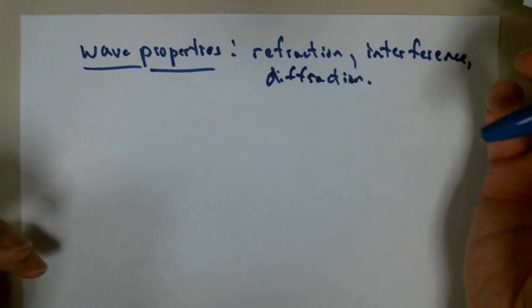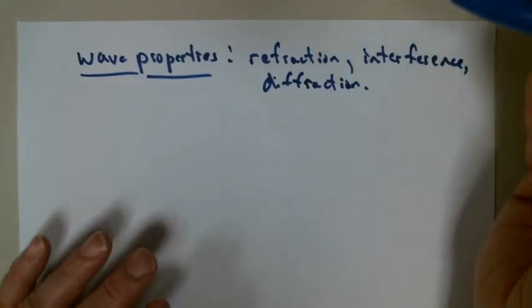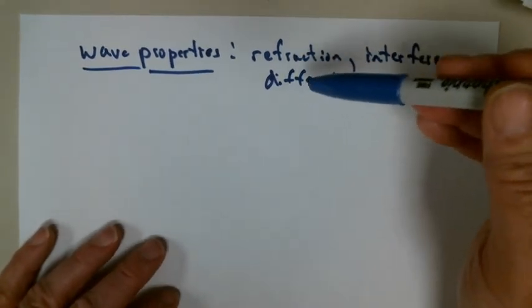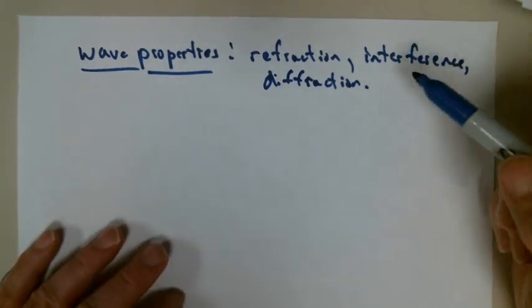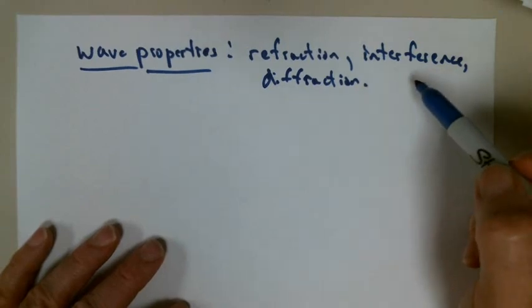But you can do that, right? You've all seen the straw in a glass of water, and you're used to that idea. But why does that happen? Why does light bend? That's kind of interesting to me. And then interference patterns, diffraction patterns.